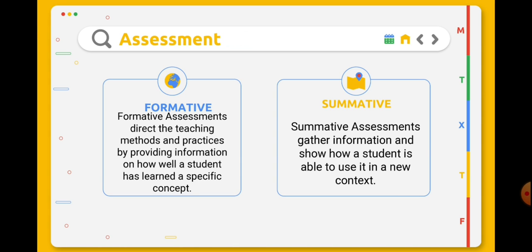Let's discuss a little more on assessment. There are two kinds of assessment. The first one is formative. Formative assessment directs the teaching methods and practices by providing information on how well a student has learned a specific concept. Meanwhile, summative assessment gathers information and shows how a student is able to use it in a new context.